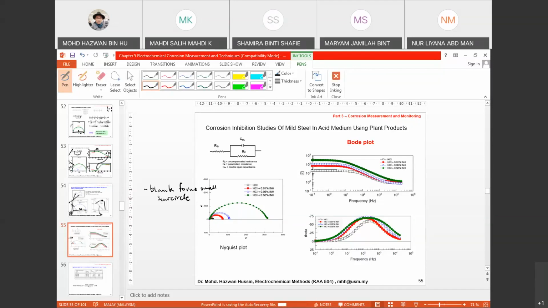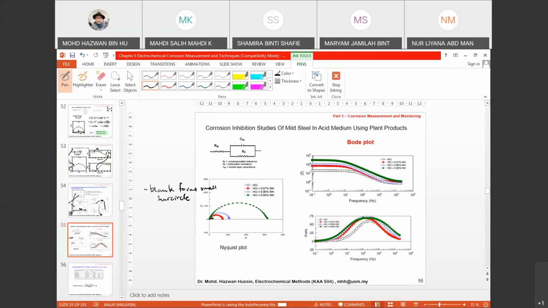So what does a small semicircle actually indicate? It indicates that the resistance value is smaller. Okay, and if you have a smaller resistance, what does it mean? Anyone still remember? If you have a smaller resistance, what does it mean? The IE is smaller.